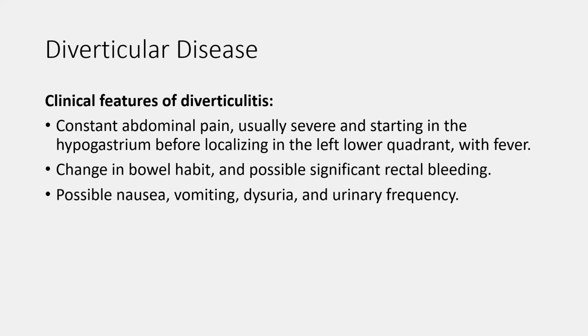The clinical features of diverticulitis include constant abdominal pain, usually severe and starting in the hypogastrium before localizing in the left lower quadrant, with fever. Change in bowel habit, and possible significant rectal bleeding. Possible nausea, vomiting, dysuria, and urinary frequency.